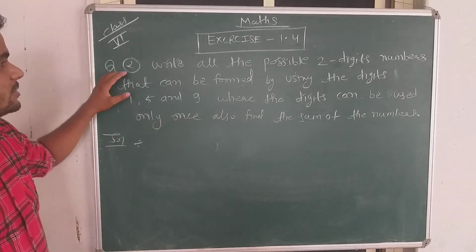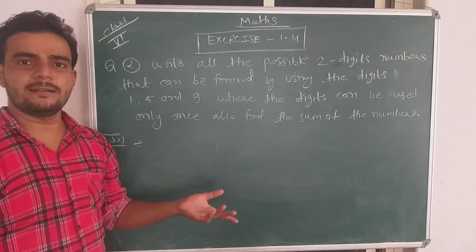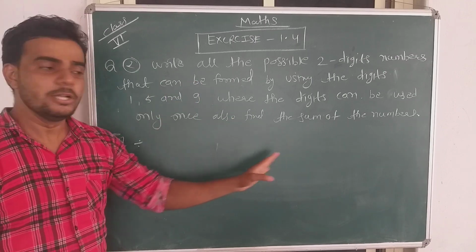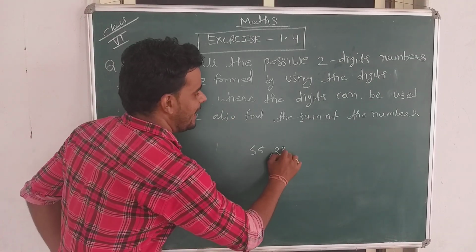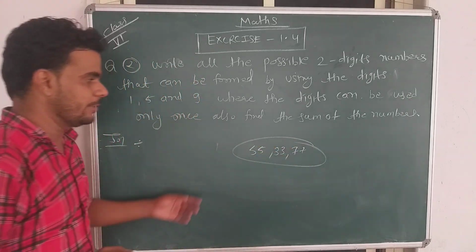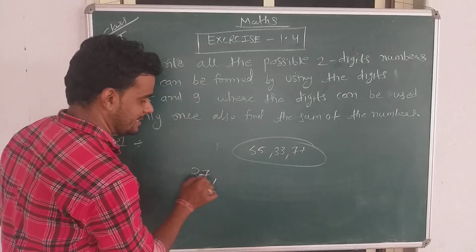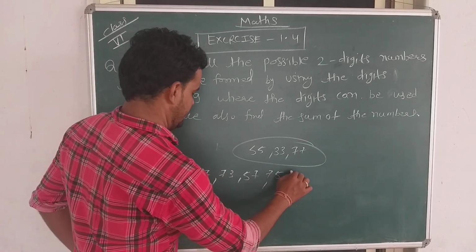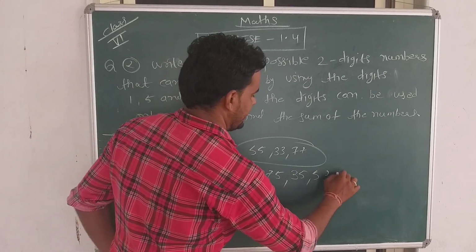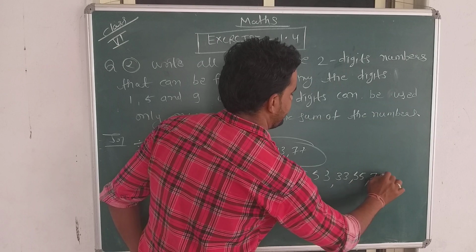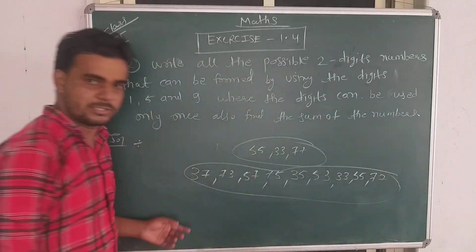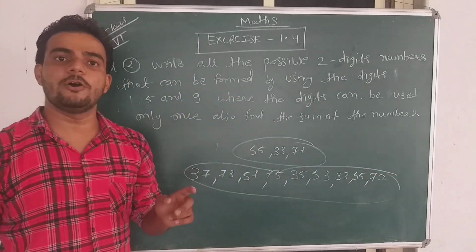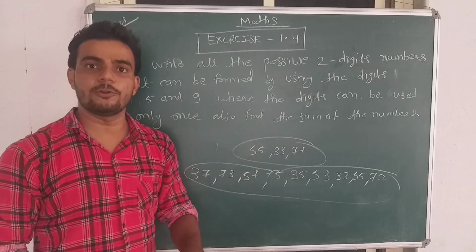Sorry, one mistake happened in that first question. Actually, it is written that the repetition is allowed. I wrote that repetition is not allowed. So 55, 33 and 77 in that question are also counted. So the final result is 73, 37, 57, 75, 35, 53, 33, 55 and 77. This is all the answers of the first question. So you just correct it: 33, 55 and 77 are also included because the repetition is allowed for the first question.